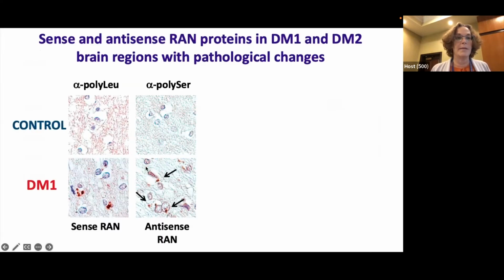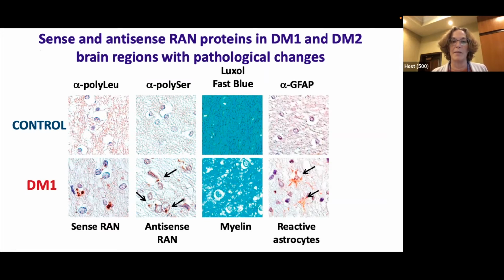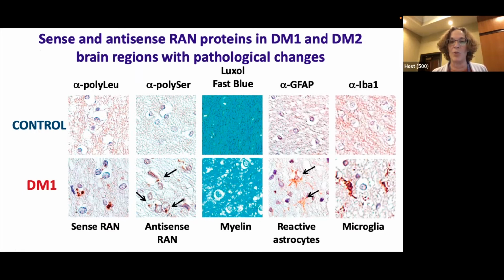There are also sense and antisense RAN proteins in regions of the brain that have pathological changes. And so this is DM1 showing the polyleucine sense RAN protein, a polyserine antisense RAN protein, and in regions of the white matter where these RAN proteins accumulate, there's evidence for demyelination. So if you stain with Luxol Fast Blue, you get a demyelination. These areas also contain reactive astrocytes or neuroinflammation and microglia.